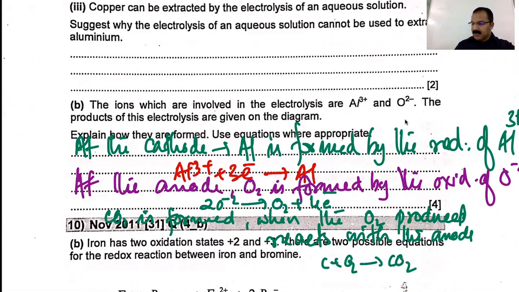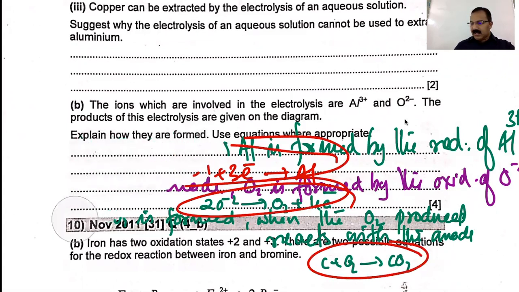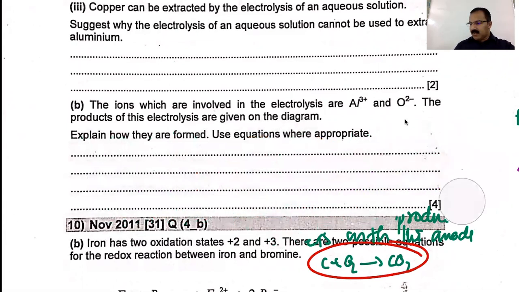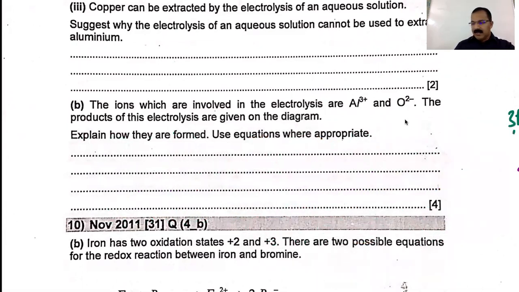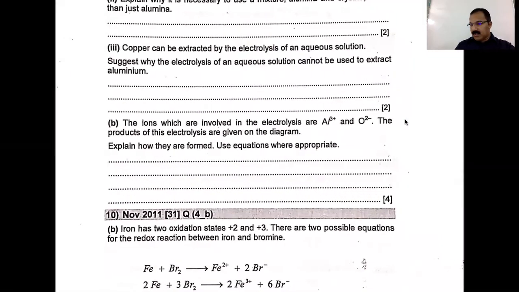If you write these 3 equations, 1, 2, and 3, with a bit of explanation, you will get all 4 marks. So the 4 marks are 3 marks for explaining 3 product formations, and 1 mark definitely for at least 1 chemical equation.